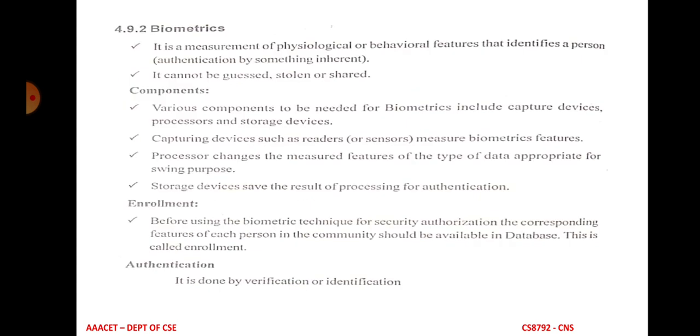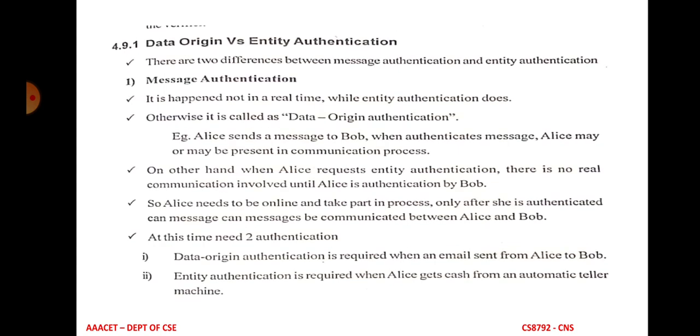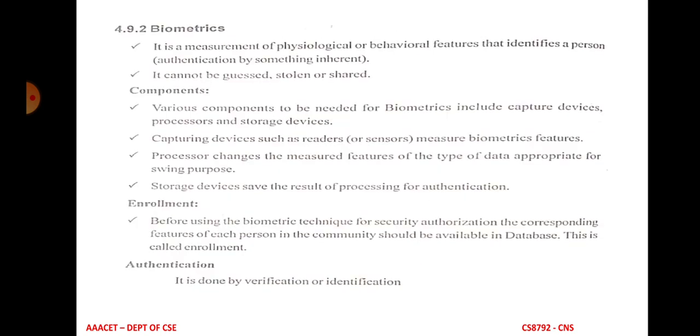There are three techniques in entity authentication: biometric, password, and challenge response protocol. We'll see them one by one. We saw the introduction about data origin versus entity authentication, right? Data origin is not real time, but entity authentication is real time. So what is biometric? It is a measurement of physiological or behavioral features, right? And it cannot be guessed or stolen or shared.